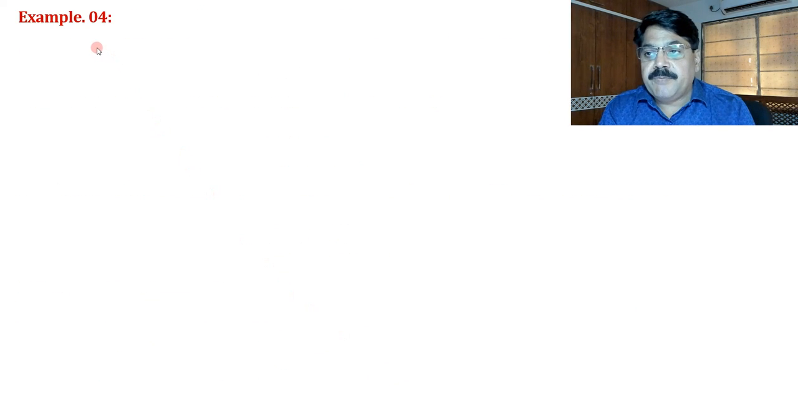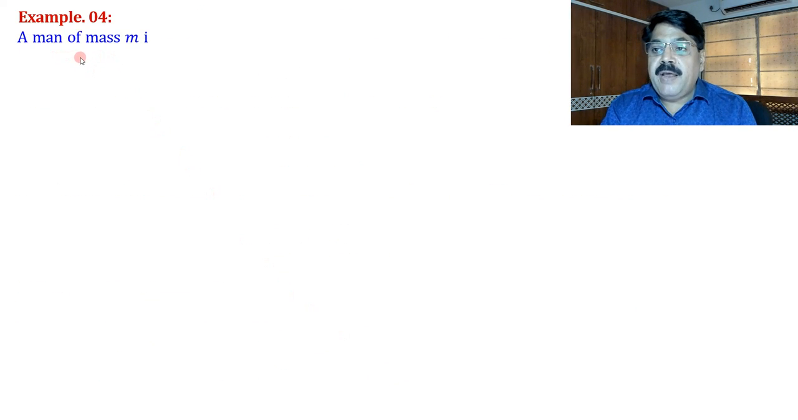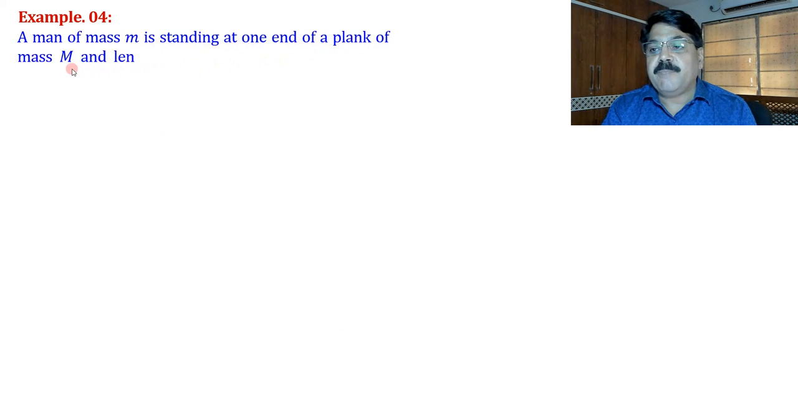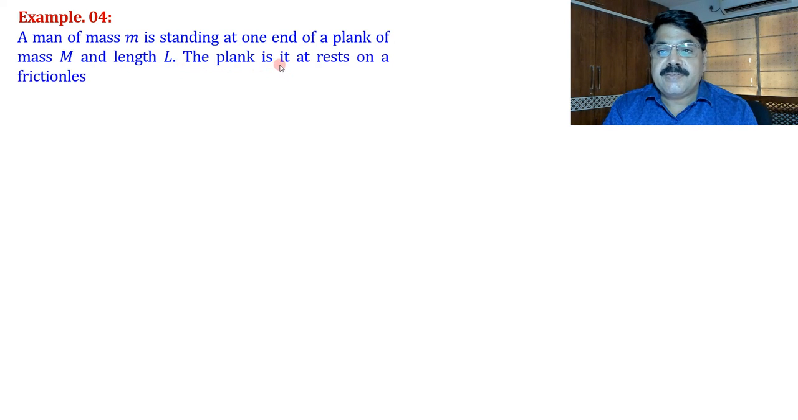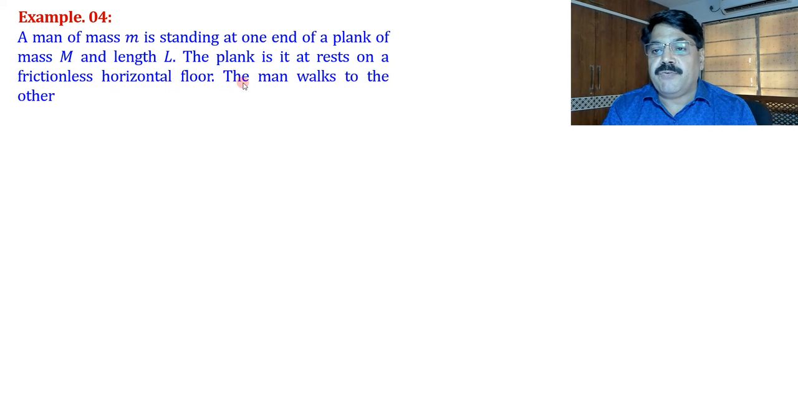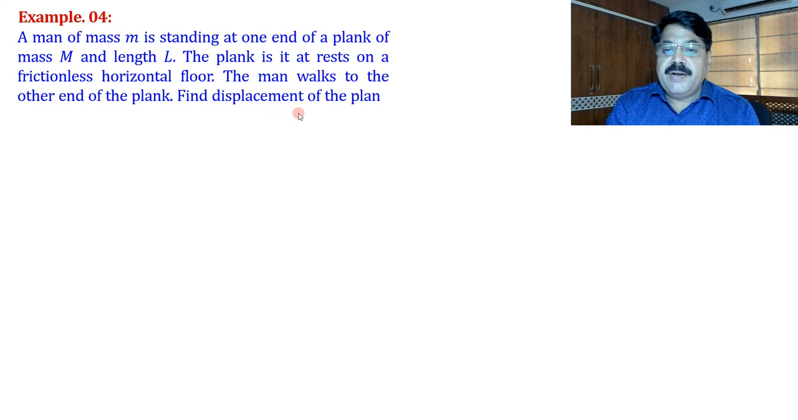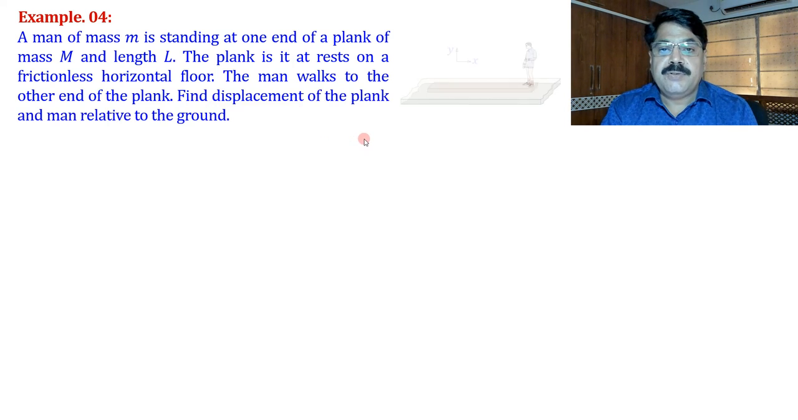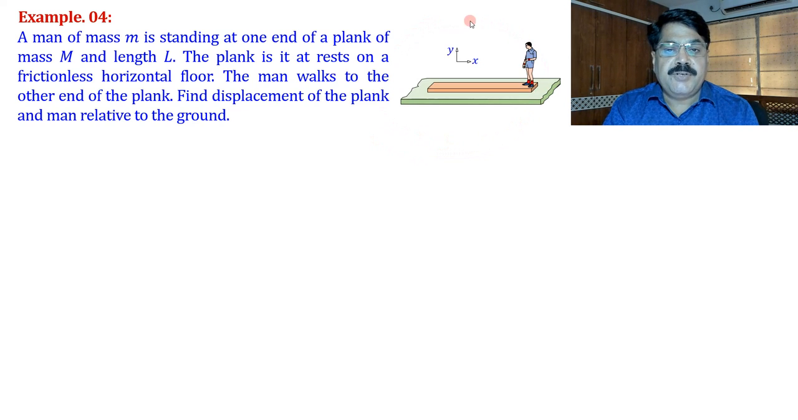So let us take example 4. A man of mass small m is standing at one end of a plank of mass capital M and length capital L. The plank is at rest on a frictionless horizontal floor. The man walks to the other end of the plank. Find the displacement of the plank and man relative to the ground.